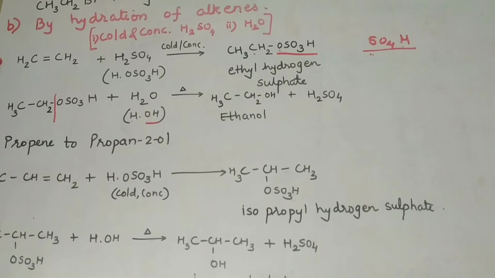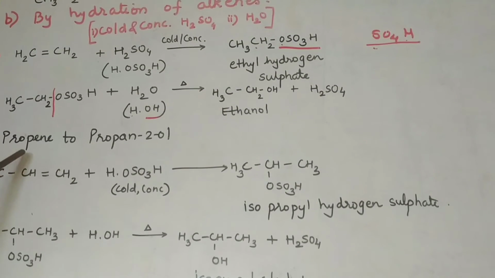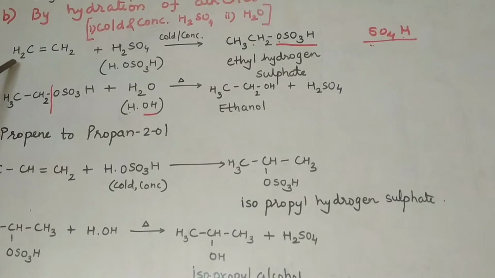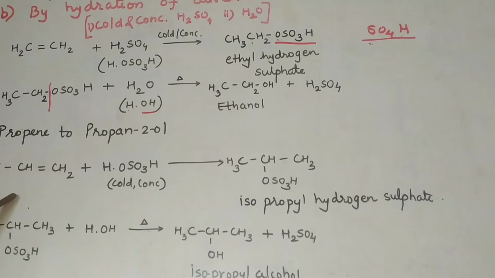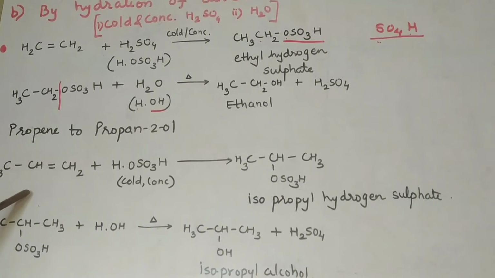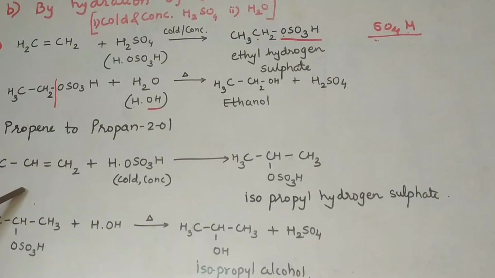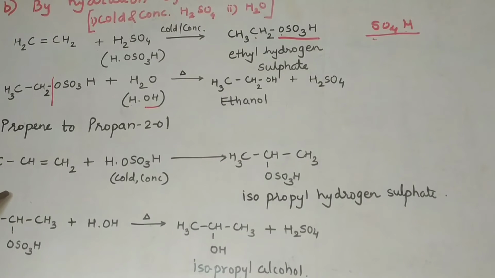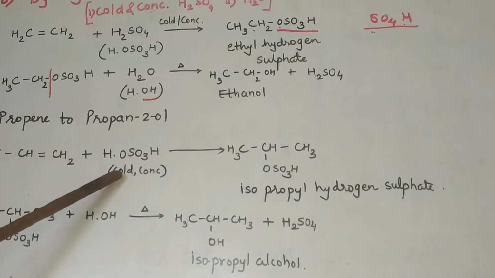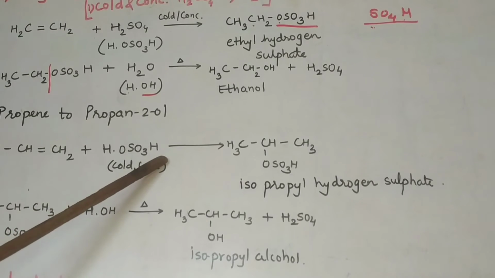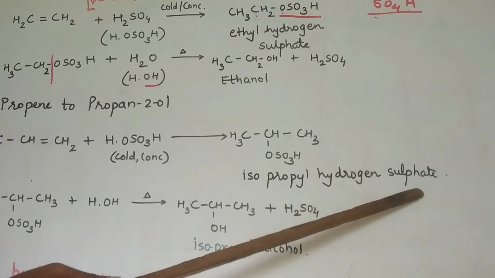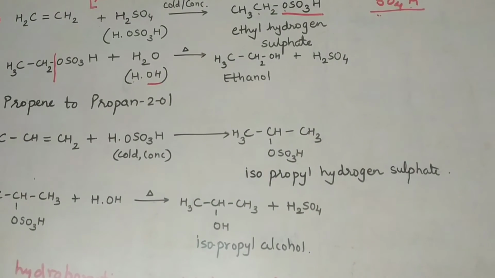Same reaction now we will try with propene. Why have I shown two reactions? Because ethene was an alkene which was symmetrical. Now propene is an unsymmetrical alkene, and you will find that in this case you will be using the knowledge of Markovnikov's rule. So let's see. Propene, when treated with cold concentrated H2SO4, forms isopropyl hydrogen sulfate.